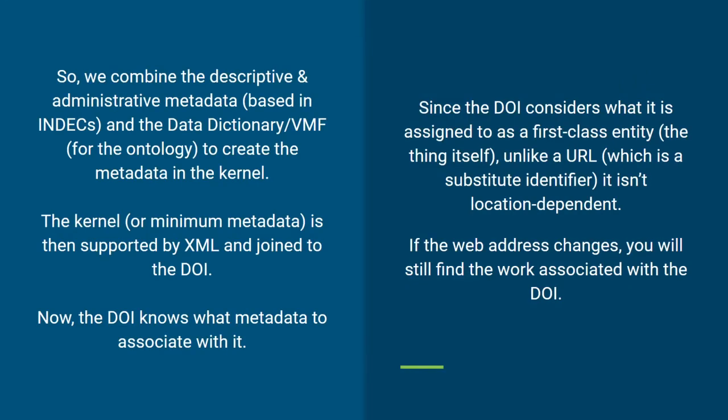So now we combine the descriptive and administrative metadata and the data dictionary, VMF for the ontology, to create the metadata in the kernel. The kernel, or minimum metadata, is then supported by XML and joined to the DOI. So now the DOI knows what metadata to associate with it. Since the DOI considers what it's assigned to as a first-class entity, aka the thing itself, unlike a URL, which is a substitute identifier, it's not location dependent. So if the web address changes, you can still find the work associated with the DOI.